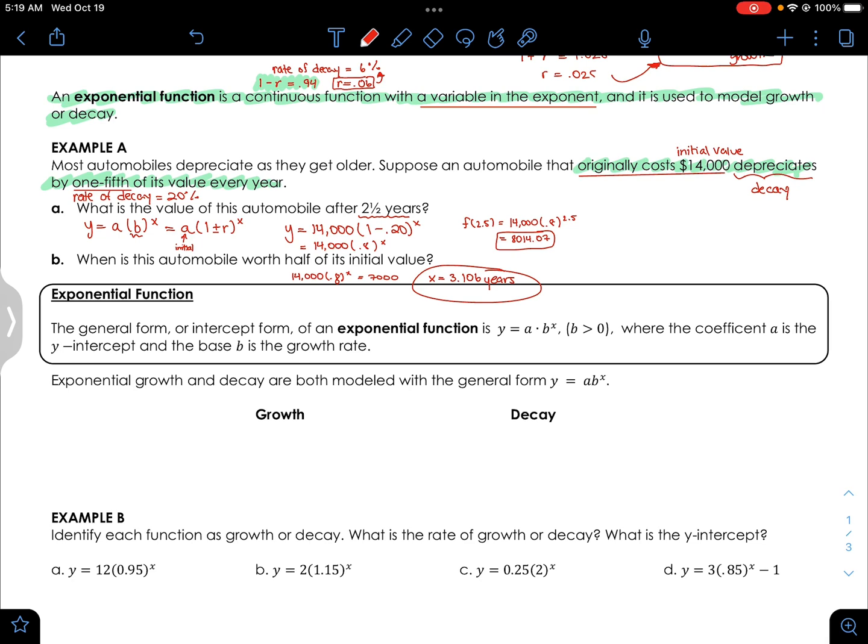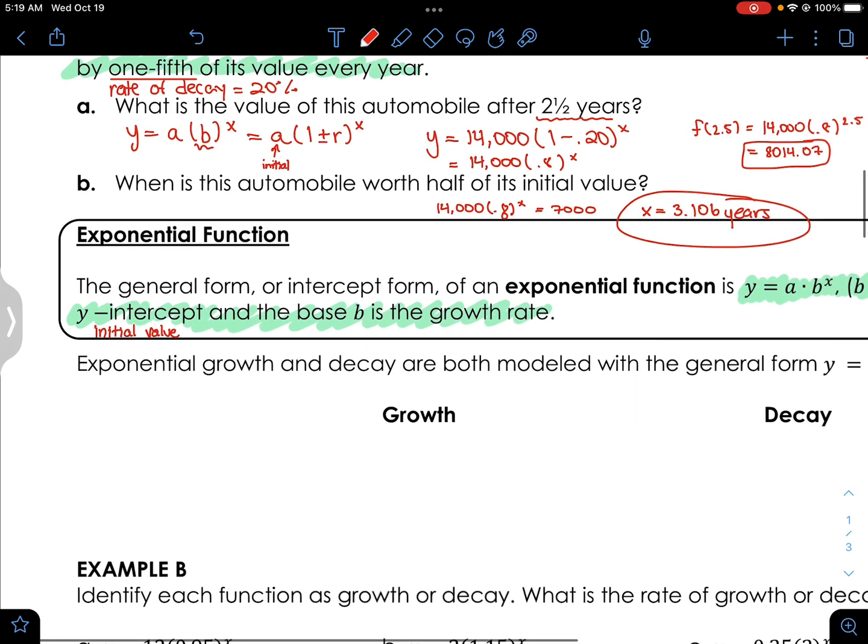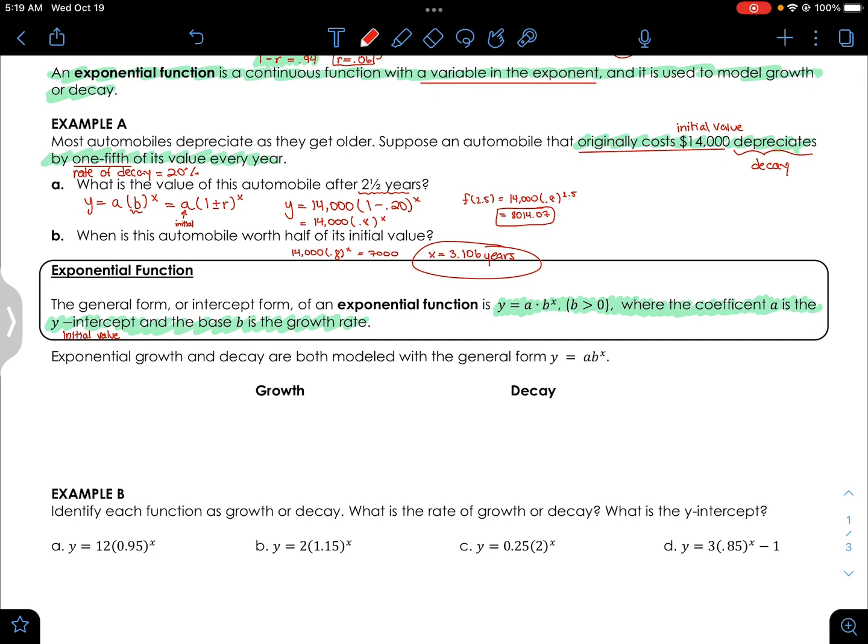So again, exponential functions are going to be of the form y equals a times b to the x power. There are some important things to remember. B has to be greater than 0. The coefficient of a is your y-intercept, and the base b is the growth rate. So again, the y-intercept is always going to be a. This is also considered your initial value of any type of real-world problem. And the base is your growth rate, and b has to be greater than 0.